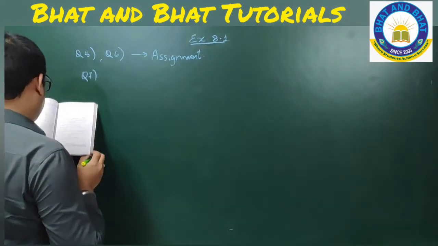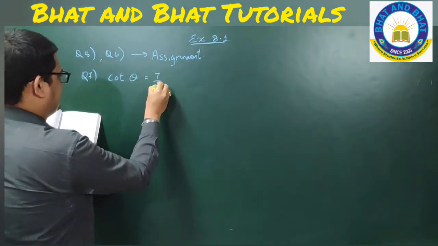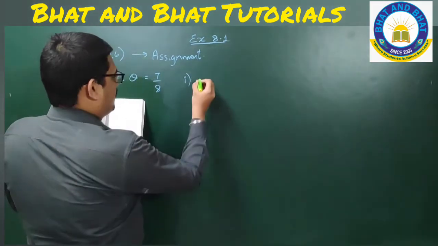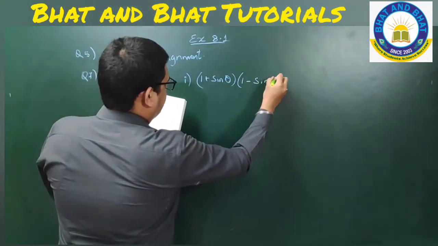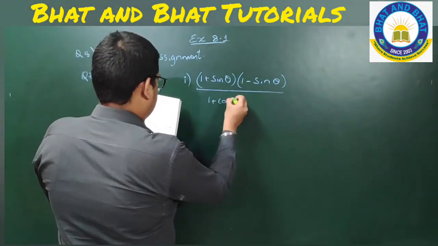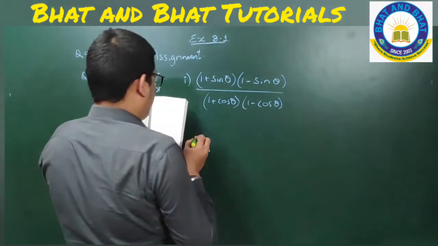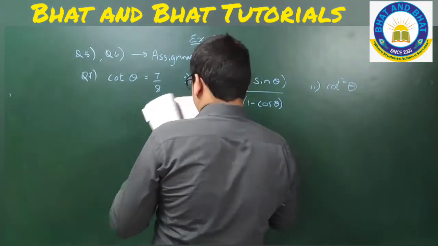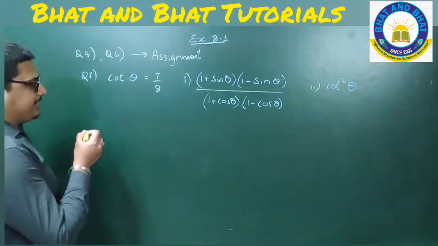So what does question number 7 say? If cot theta is equal to 7 by 8, evaluate. The first part asked is (1 plus sine theta) into (1 minus sine theta), whole divided by (1 plus cos theta) into (1 minus cos theta), and the second part is cot square theta. So going to the first subpart.